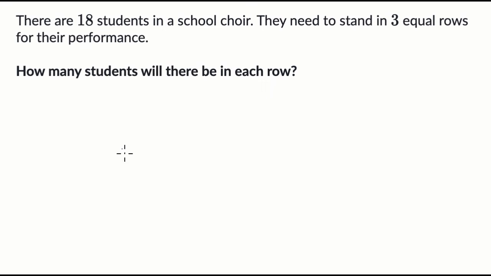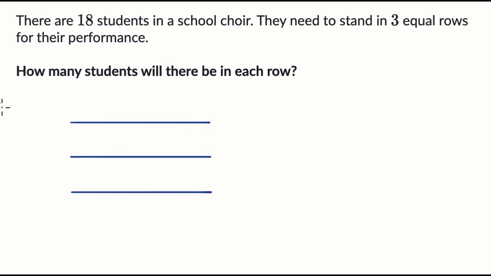What I'm going to do is first set up the rows, and then one by one put these 18 students into the rows and see how many end up in each row. So let me make 3 lines here for the 3 rows. So there and there. So this is row 1, this is row 2, this is row 3. And I'm just going to use a circle to represent each of the students in the choir.